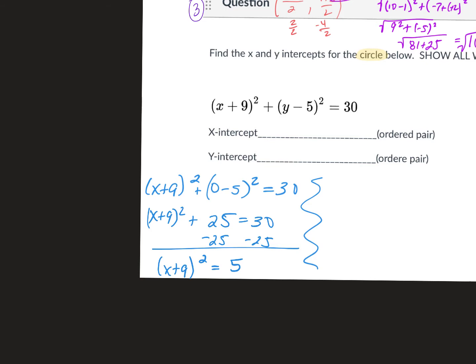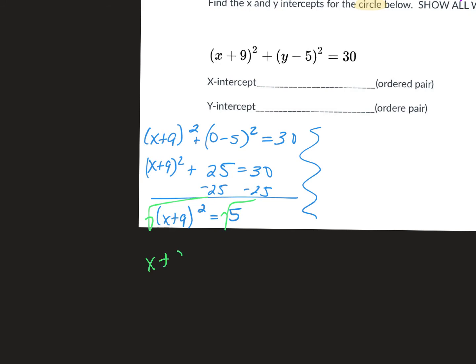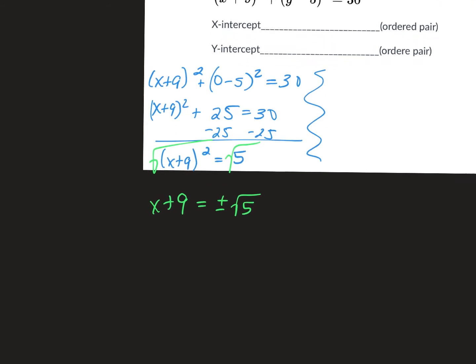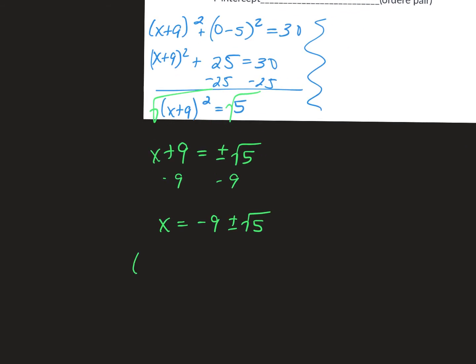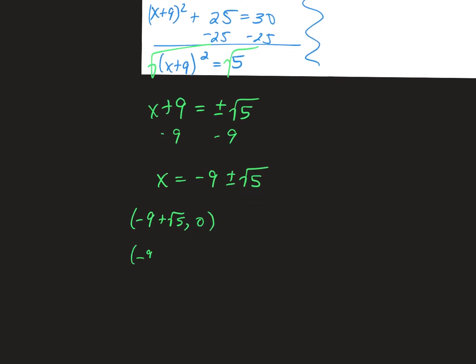Now what? Take the square root of both sides. Good. So I have x plus 9 equals plus or minus root 5. One more step. I'm going to subtract 9 from both sides. So I have x equals -9 plus or minus square root of 5. Now, on a multiple choice test, totally fine with you guys leaving it like that because you're going to pick your answers. But if this were a free response, I would expect my answers to be -9 plus root 5, comma 0, and -9 minus root 5, comma 0. Because when you find intercepts, you're finding the ordered pair, the x value and the y.